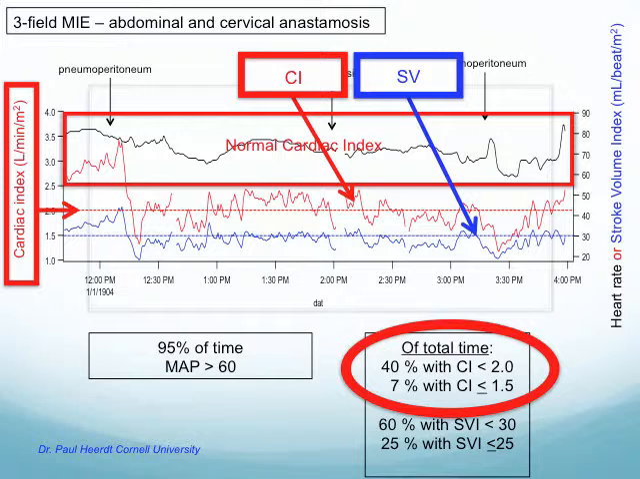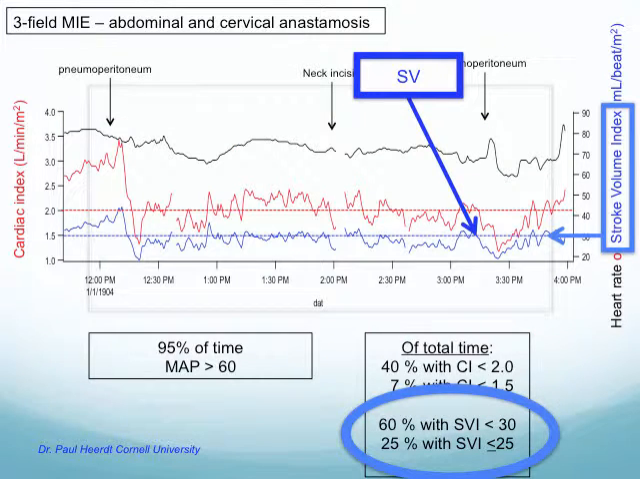40% of the time the cardiac index was less than 2, and 7% of the time it was critically low at less than 1.5. A stroke volume index of less than 30 has been used as a predictor that a patient is volume depleted and would respond to the administration of intravenous fluids with an increase in cardiac index. 60% of the time during the operation, the patient could have benefited from additional fluid administration.